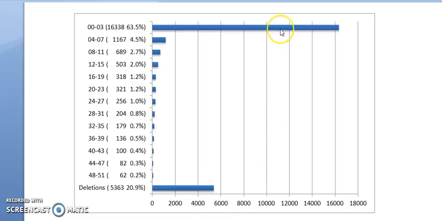The long bar at the top represents the number of sentences that survive unchanged from a first draft to a final draft. That is around 63-64% of those sentences, there's no changes made to them. Down at the bottom here, this bar represents the number of sentences that were deleted from a first draft into a final draft, and that's about 21%.